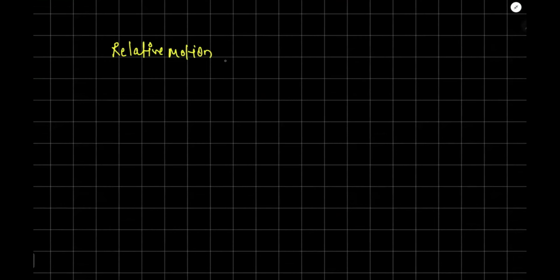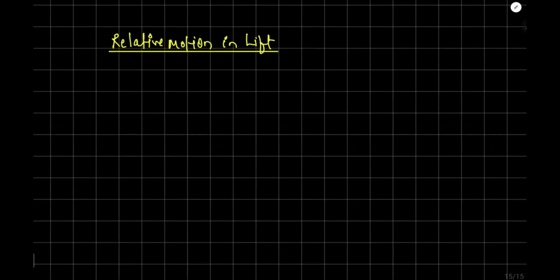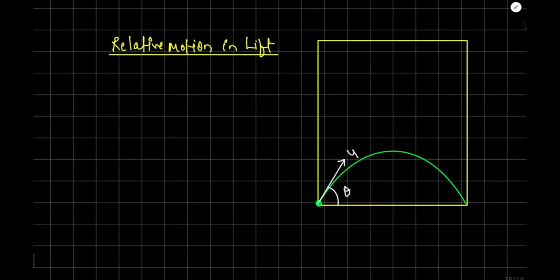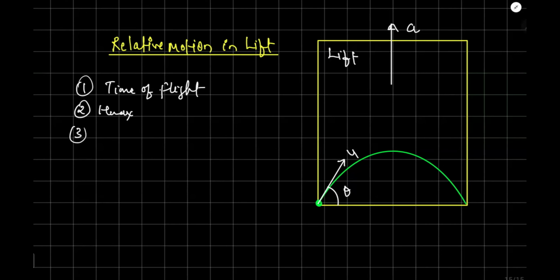Relative motion in lift. तो ये कैसा हो सकता है आपका, सपोज करो आपका ये लिफ्ट, ठीक है, मान लो ये आपका लिफ्ट है और we have projected a particle from here like this, say with a speed of u and the angle is theta, and the acceleration of lift, your lift, it is given to you, the acceleration of lift is vertically up, that is a. So what we have to find here, we'll find time of flight again, then h max, and then third thing is range.